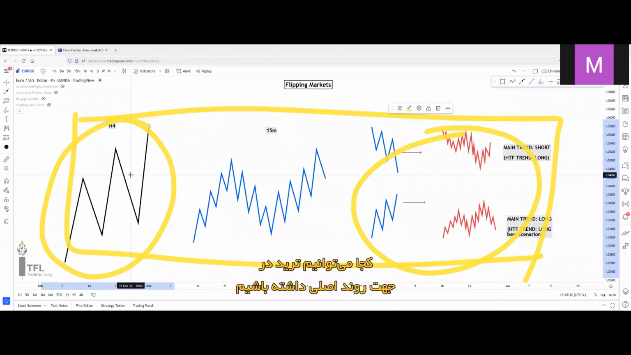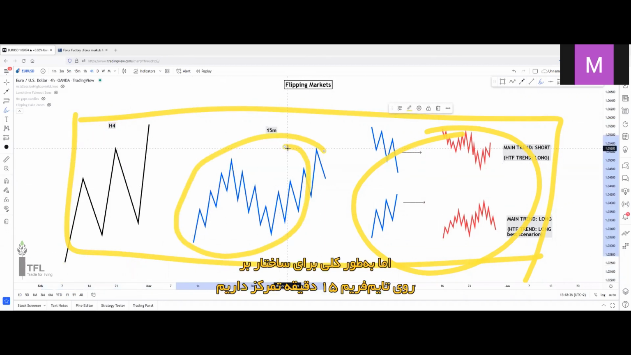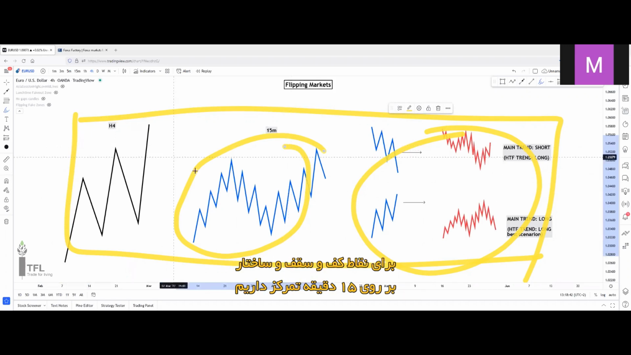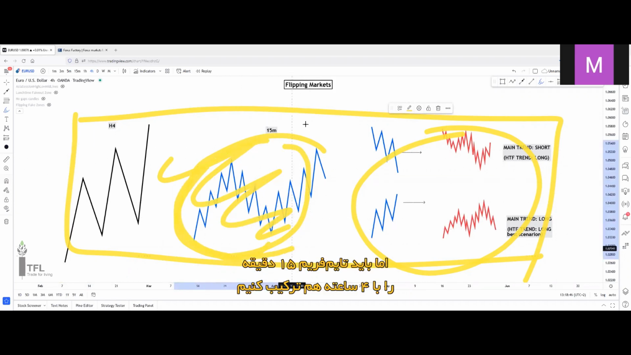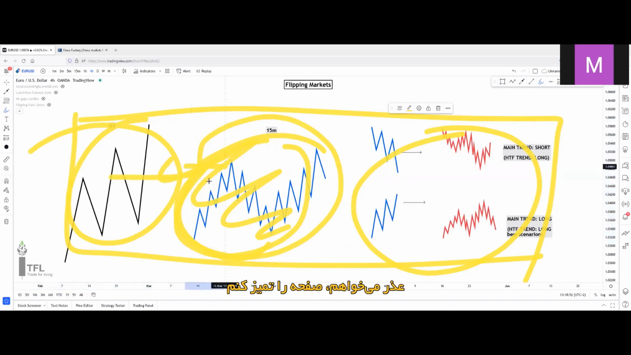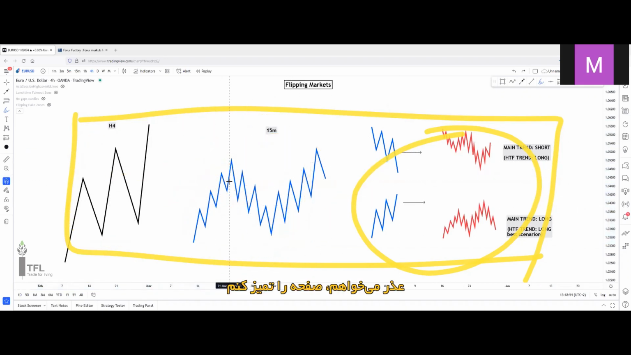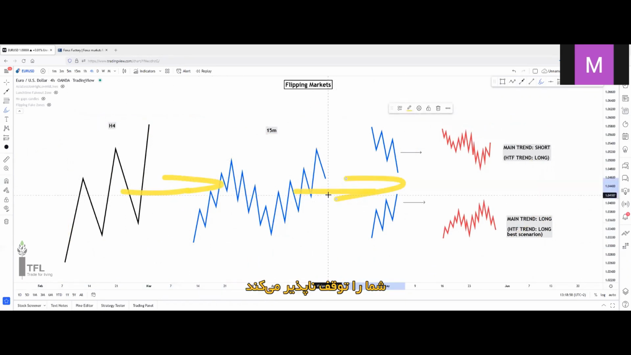when a good main entry can happen. But overall, the 15-minute is the main structure that we are focusing on for our high points, low points, and trend. This is the main structure that we are focusing on. But we have to combine this 15-minute structure with the 4-hour chart too, because that's the most powerful combination. And combining the 4-hour with the 15-minute and the 15-minute with the 1 minute will make you unstoppable.